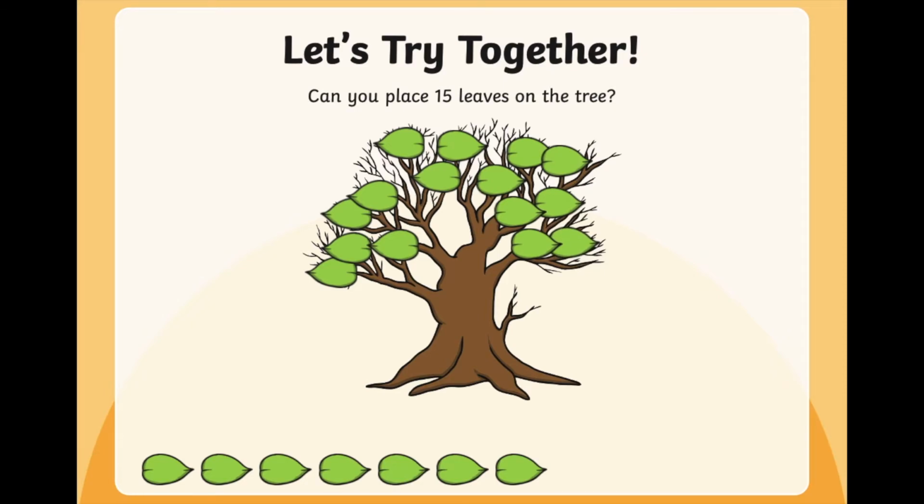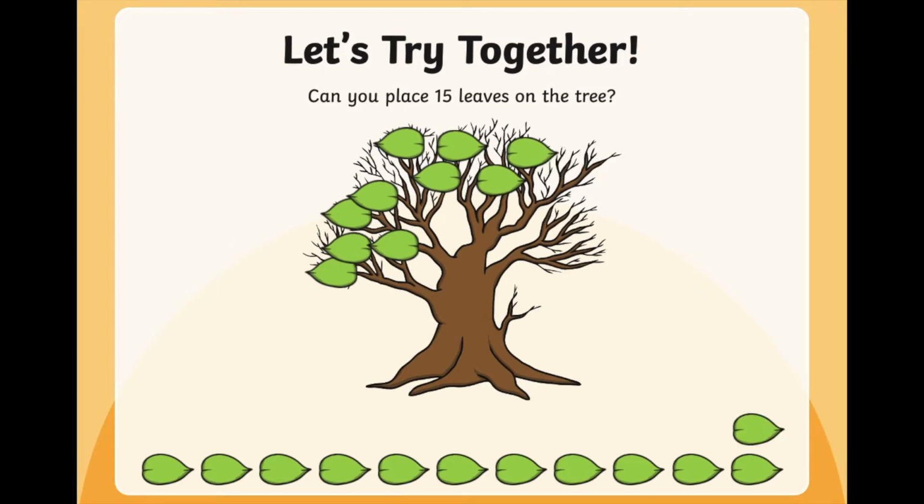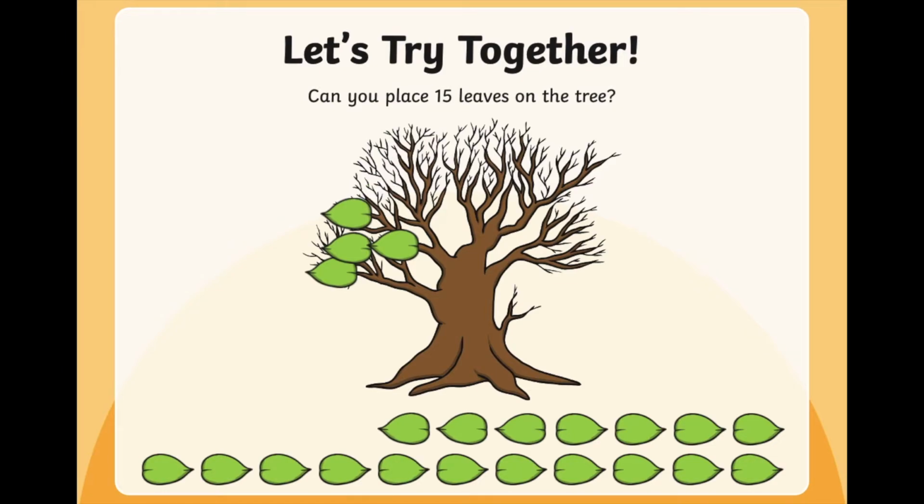But now what we're going to do is we're going to pretend that there's been a big gust of wind and the leaves are going to fall off again. So we're going to count backwards. Are you ready? So starting at 15 and going the whole way back to 0 until there's none left. Okay, 15, 14, 13, 12, 11, 10, 9, 8, 7, 6, 5, 4, 3, 2, 1, and there's none left.